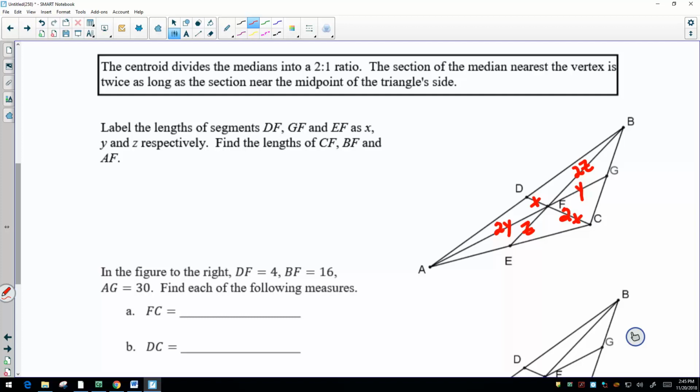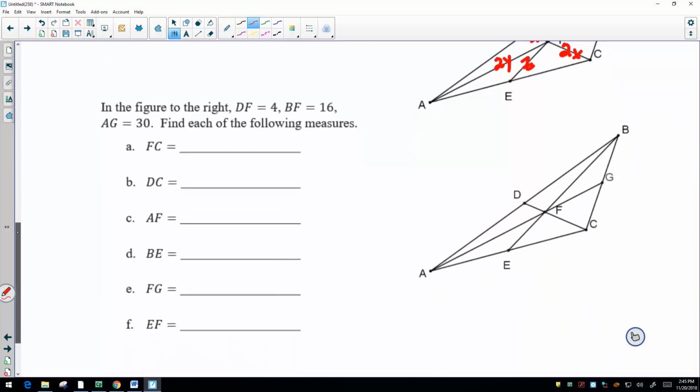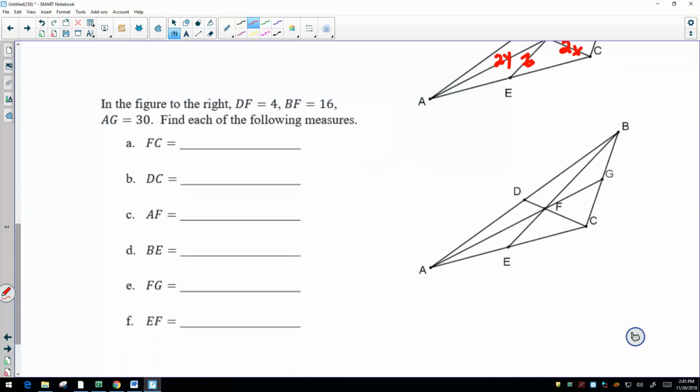Okay, now connecting some values with it, we're going to take a look at this picture down here, but this time with some numbers. It says in the figure to the right, DF now has a value of 4. BF we know has a value of 16, and AG, the whole segment AG, is 30. So we could fill in this picture and then fill in the blanks to the right. Label what you know. So in that 2-to-1 ratio, we said if DF was X, FC was 2X. So this section here, FC, has to be twice as big as 4, in other words, 8.